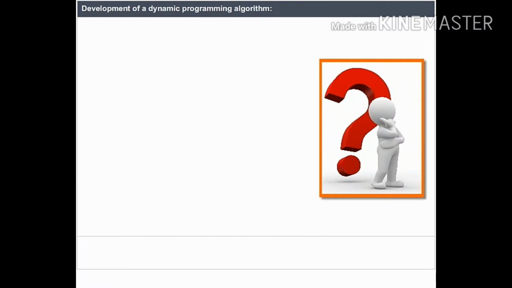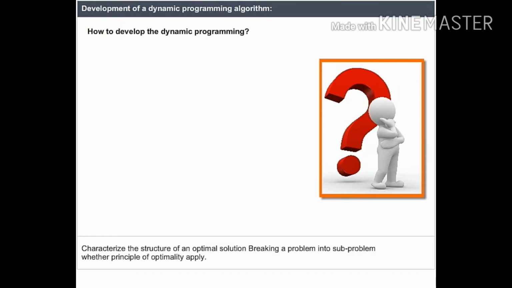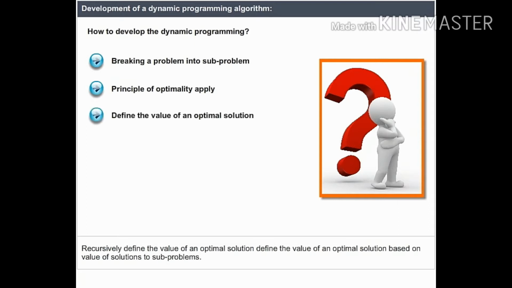Development of a dynamic programming algorithm. How to develop the dynamic programming algorithm. Characterize the structure of an optimal solution: breaking a problem into sub-problems and checking whether the principle of optimality applies. Recursively define the value of an optimal solution, based on the values of solutions to sub-problems.